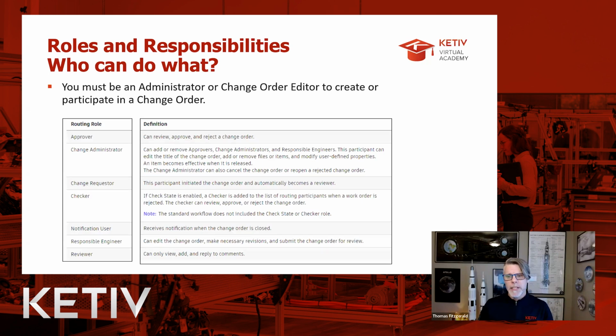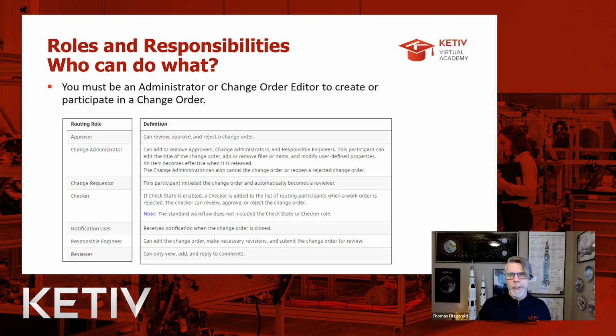Change requesters are participants that can initiate a change order and then automatically become a reviewer. So they can kick it off and then review it, but they can't approve or reject it, okay? We have checkers. Now, this is more of a transient role, if you will. Checkers are only involved when we define a routing list and also define that there's going to be a checker involved. So a little bit of flexibility here.